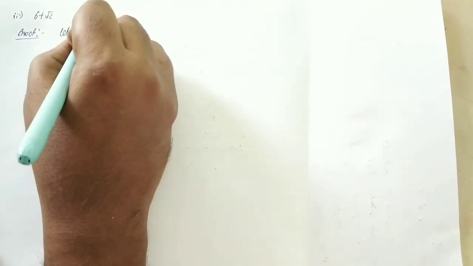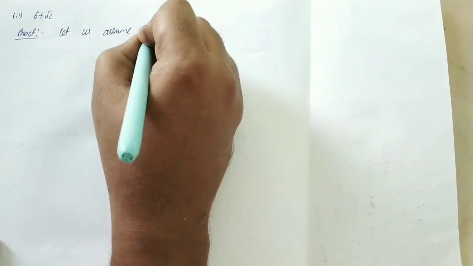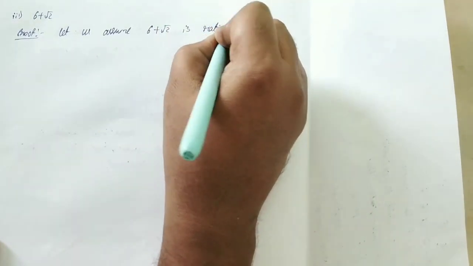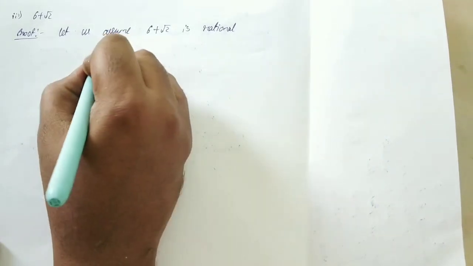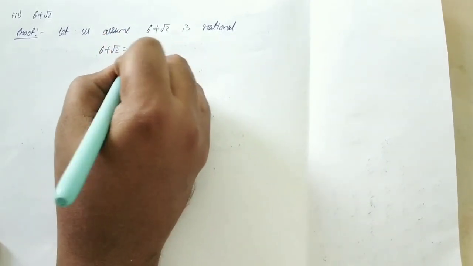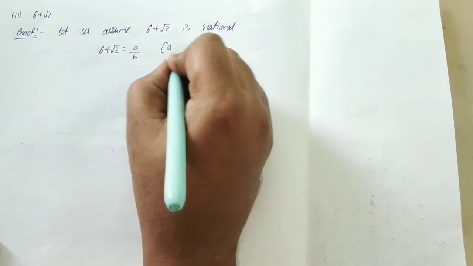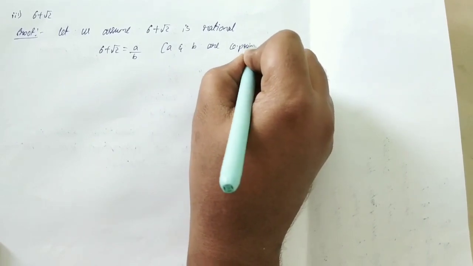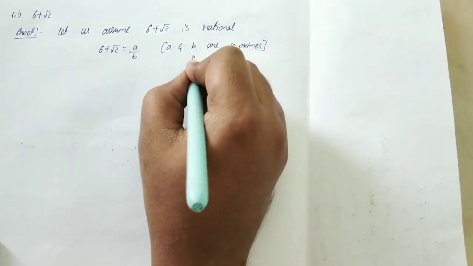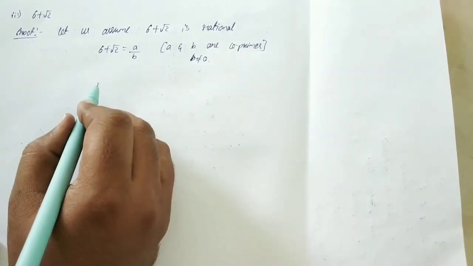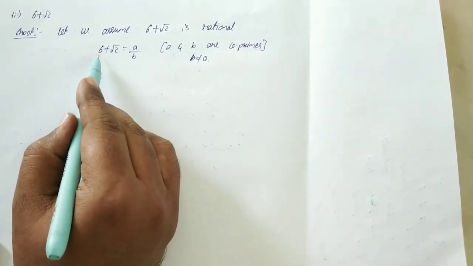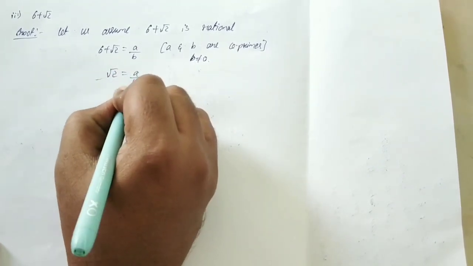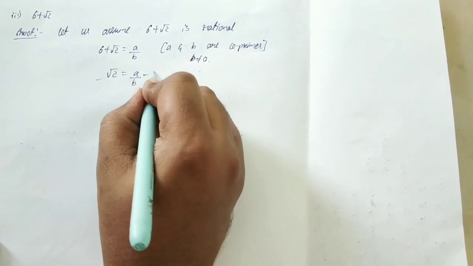So let us assume 6 plus root 2 is rational, right? If this is rational, then 6 plus root 2 can be written in the form of a by b. So we have a condition that a and b are co-primes. Co-primes means it should have common factor 1, and b must not be equal to 0. So keep root 2 as it is and shift 6 to the RHS. What will it become? Root 2 is equal to a by b plus 6. It will become minus 6.